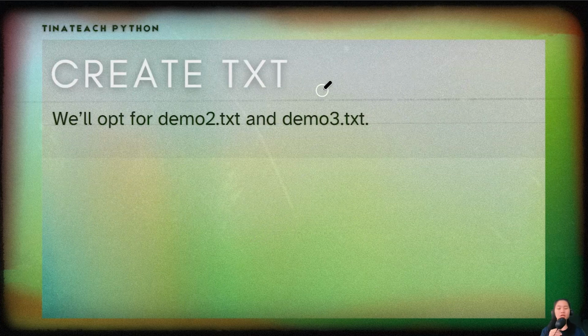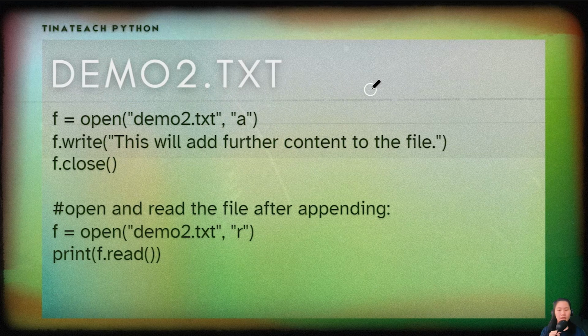Now, I'm going to create two text files. One's named demo2 and the other one's named demo3. For demo2, this is what I'm going to put inside. Now, we have the variable f equals open demo2.txt, and then a. What this line is telling Python to do is open this text file and then append. This will add further content to the file and then close it. So you open, you add in more stuff, and then you close the file.